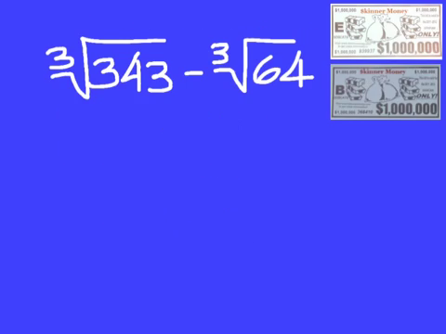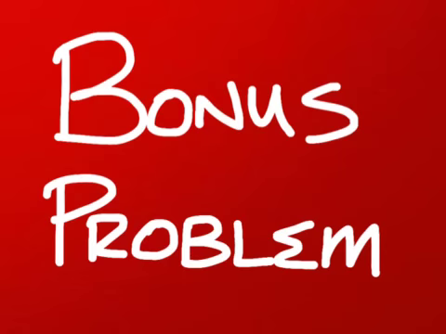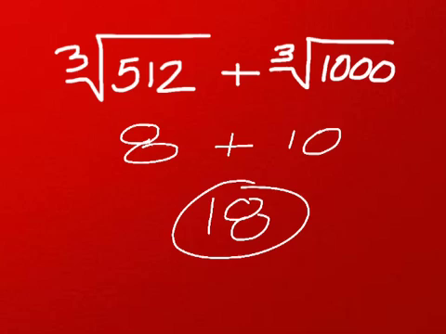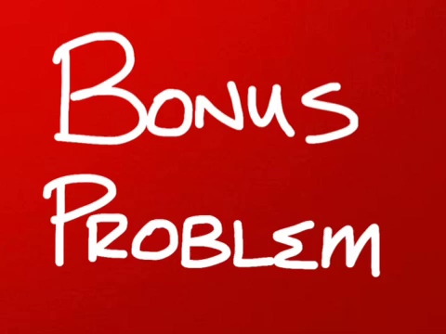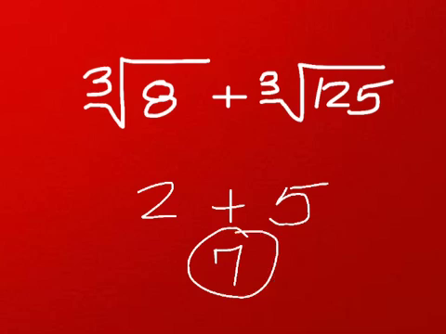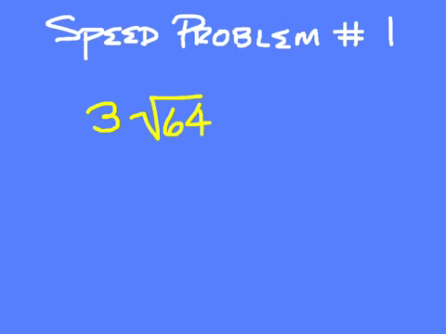Practice problem number 2. This is 7 minus 4, which is 3. This one should be 8, and this should be 10. 18 is the answer. Another bonus problem. Everybody had this one right. It's 2 plus 5, and that is 7.